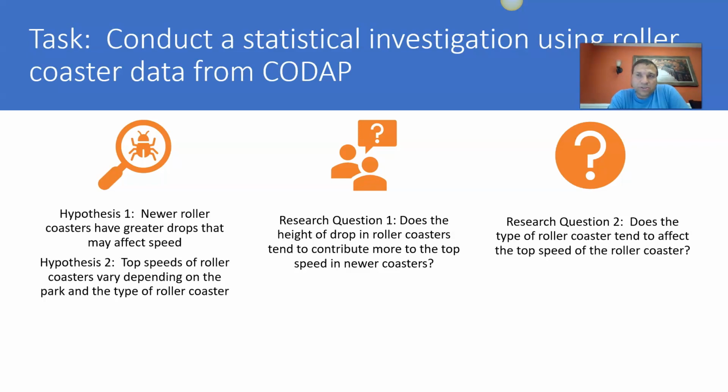The research question that I've derived from that is, does the height of dropping roller coasters tend to contribute more to the top speed in newer roller coasters? Then you have a second hypothesis and a second research question that was based on that second hypothesis. A hypothesis, as you know, is nothing more than a hunch. And that hunch is, like I said, influenced by your experiences, previous knowledge, and your worldview.